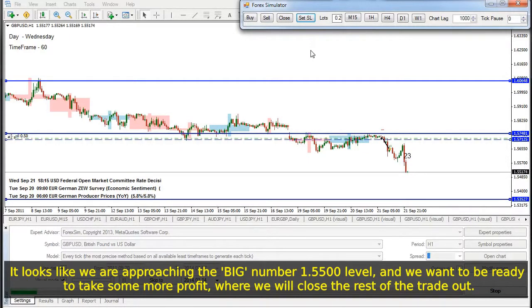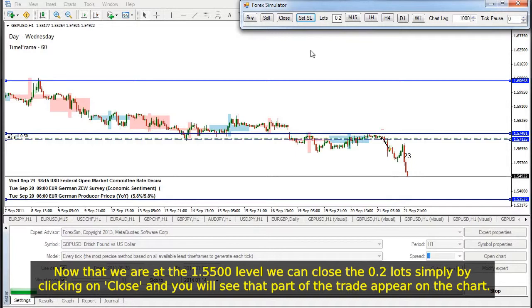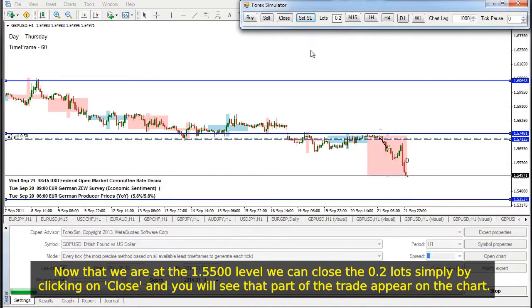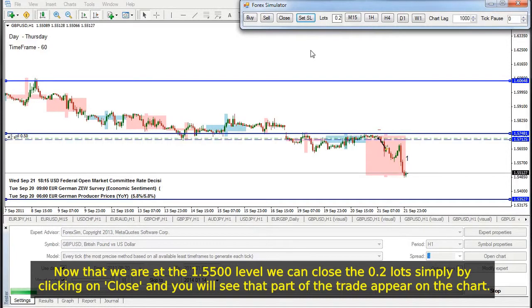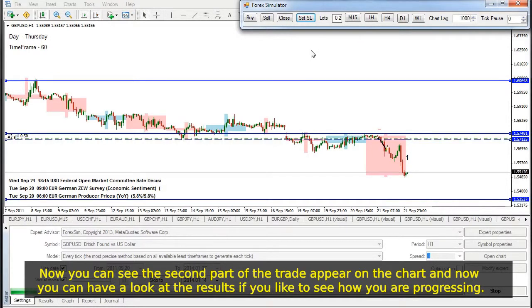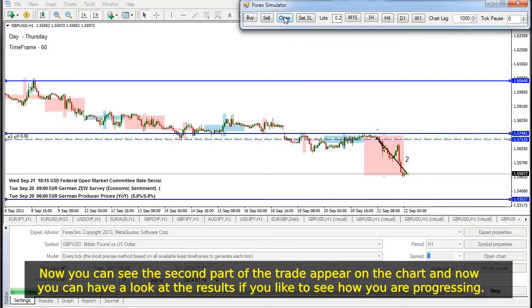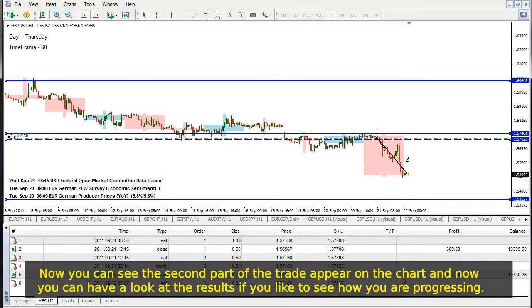It looks like we are approaching the big number 15500 level, and we want to be ready to take some profit, where we will close part of the trade out. Now that we are at the 15500 level, we can close the 0.2 lot simply by clicking the close button, and you will see that part of the trade appear on the chart. Now you can see the second part of the trade appear on the chart, and you can have a look at the results, if you like, to see how you are progressing.